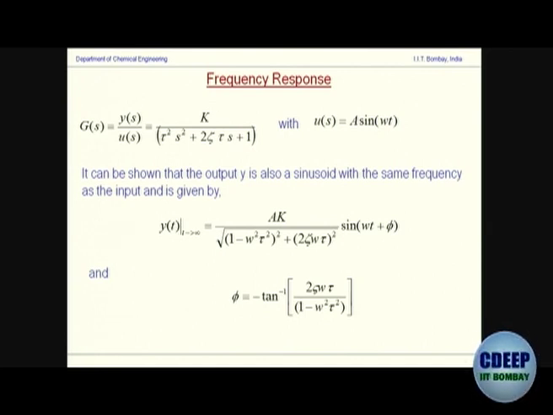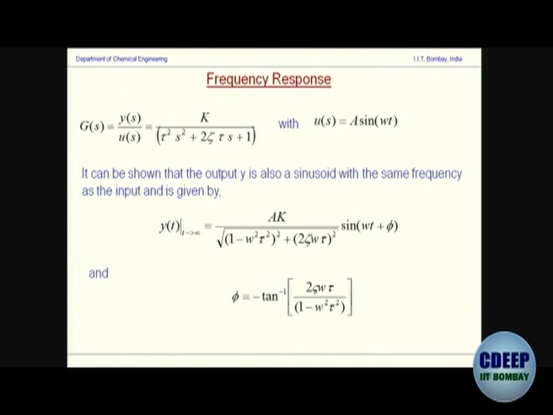Why is the output frequency also omega? Because the system is linear. It is a linear second order differential equation. So, the commonality is that the output frequency is also omega. There is no exchange of energy across different frequencies. The energy gets transferred to the same frequency in the output. That is the first observation which is similar.